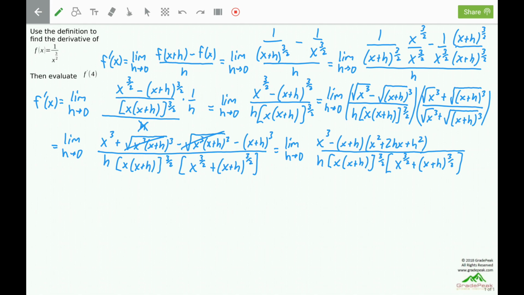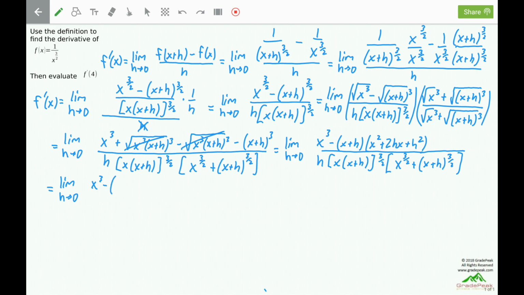Now our next step is to FOIL out the (x plus h) times the (x squared plus 2hx plus h squared). That's going to be 2 terms times 3 terms. That'll give us 6 terms altogether, which is done by taking the first term x and multiplying it times each of them. Be sure to put this in parentheses.